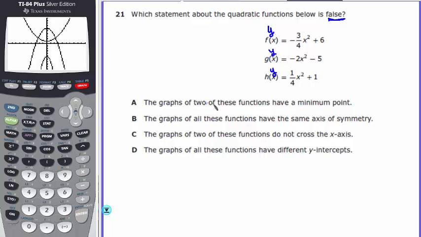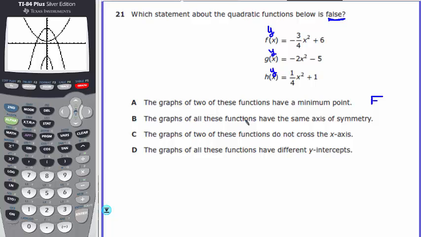With that in view, we can look for the statement that is going to be false. The graphs of 2 of these functions have a minimum point. If you notice, this graph has a minimum, but these other two don't. They have a maximum. So that means this here is false. Okay, so let's check the other multiple choices to make sure that the letter A is the correct one.